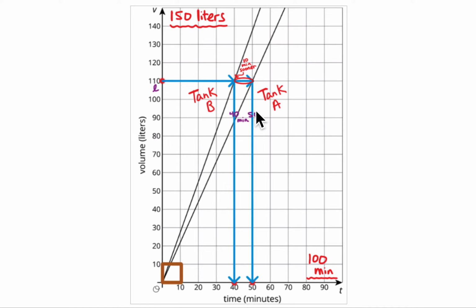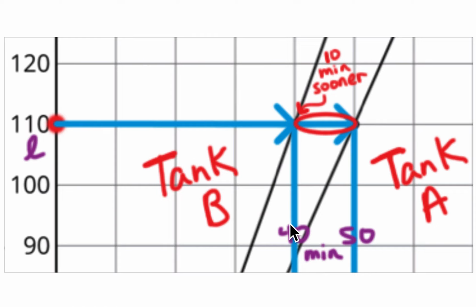But tank A is filling slower, so that same 110 liters takes longer. It takes 50 minutes, so it takes 10 minutes longer to fill to 110 liters. So let's zoom in on that for a second. Tank B, once again, fills 110 liters in 40 minutes. If you went all the way down to the x-axis, you'd see that's 40 minutes. And tank A takes 10 minutes longer. So this is the 10 minutes on the x-axis, and that takes 50 minutes.